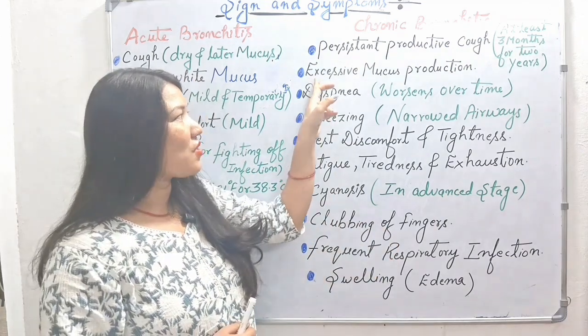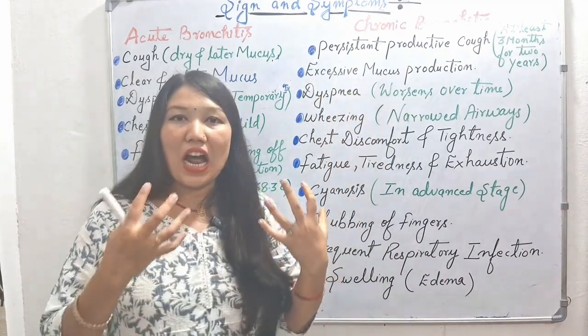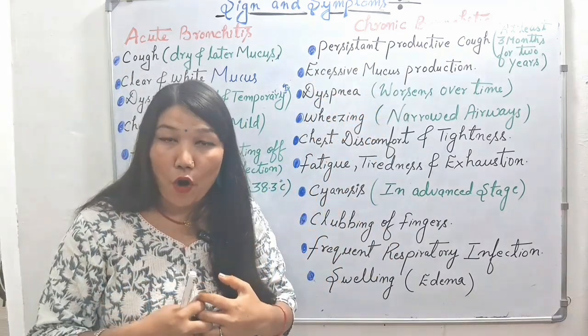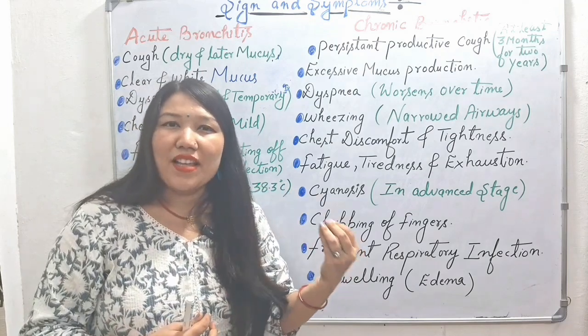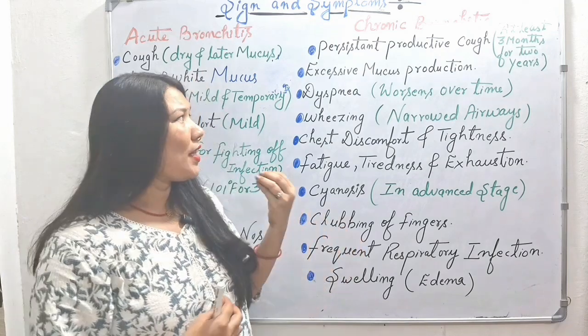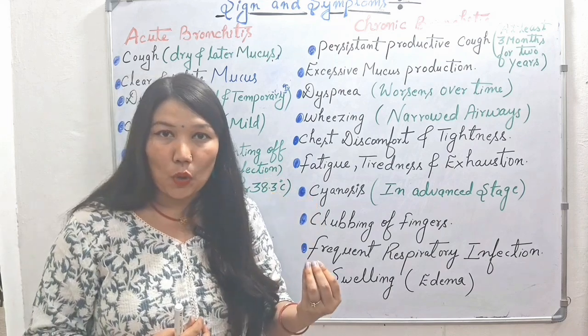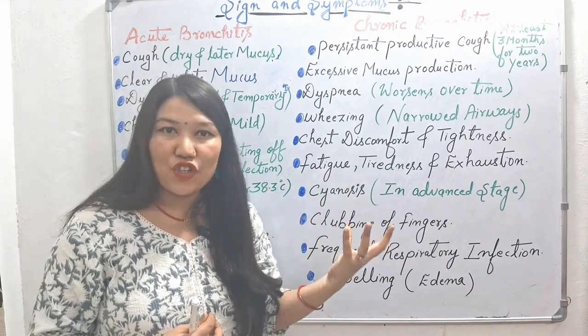Next we have excessive mucus production. A large amount of mucus will be formed, and this mucus will be very thick, which we call phlegm, or balgam. So this mucus will be in a heavy amount, and this mucus will be in a thick condition.